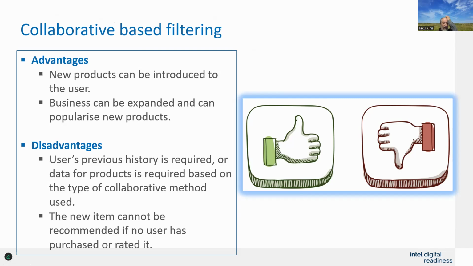All right, so what are some advantages of this? So basically, new products can be introduced to the user and the business can be expanded and popularize new products. Okay, that makes sense, right? That's what they want. But the user's previous history is required, or data for products is required based on the type of collaborative method used. So in other words, if I don't have data to start with, that's like being a brand new Netflix user. They have no data to work with.